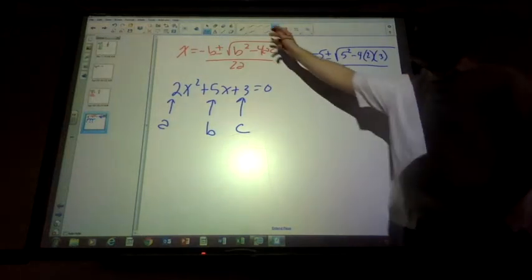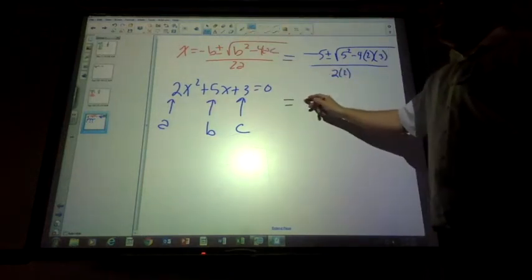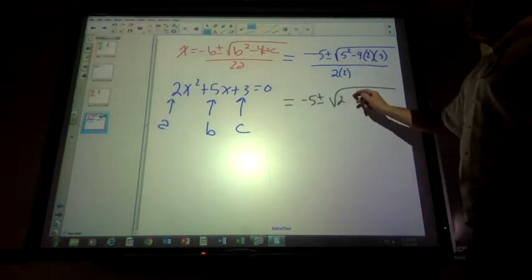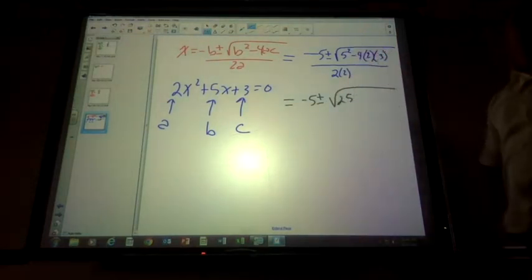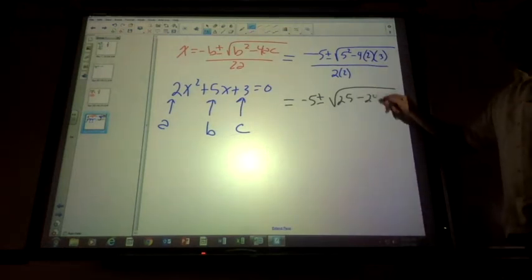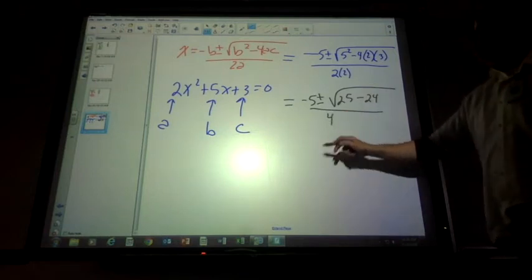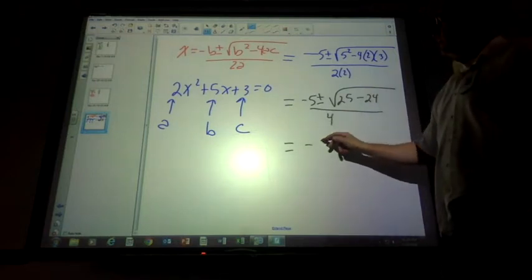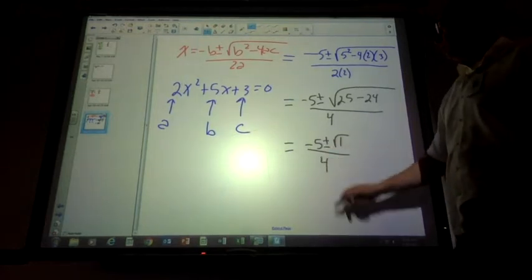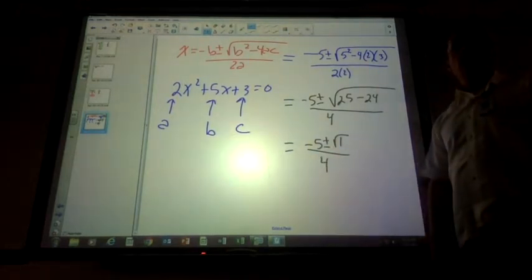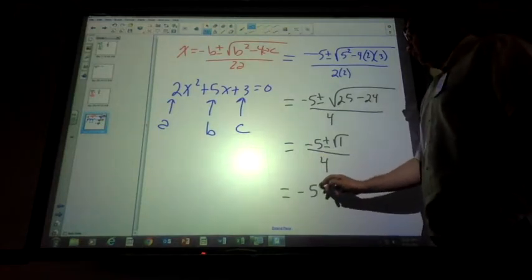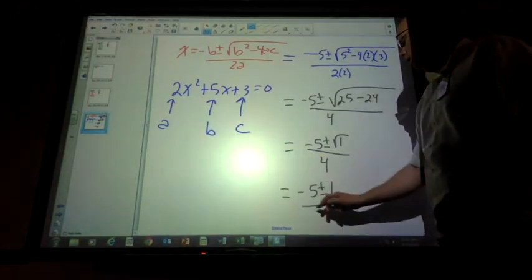Okay? So I have negative 5 plus or minus 5 squared, 25. Negative 4 times 2 is negative 8. Negative 8 times 3 is negative 24, all over 4. I think this is going to work out nicely. Why is that? Well, I get the square root of 1. What's the square root of 1? 1. So where did the square root sign go? Well, I took the square root of 1 and got 1.